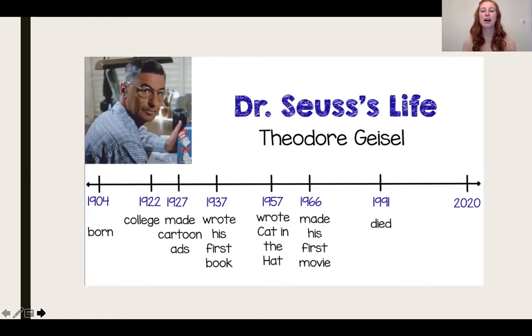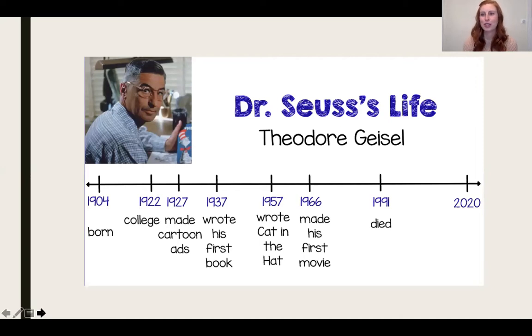Here's a timeline about Dr. Seuss's life. He was born in 1904. He went to college in 1922. When he got a job, his first job was making cartoon ads. And then he wrote his first book in 1937.